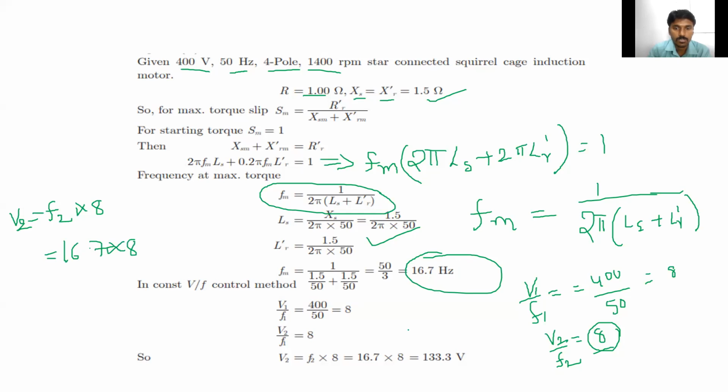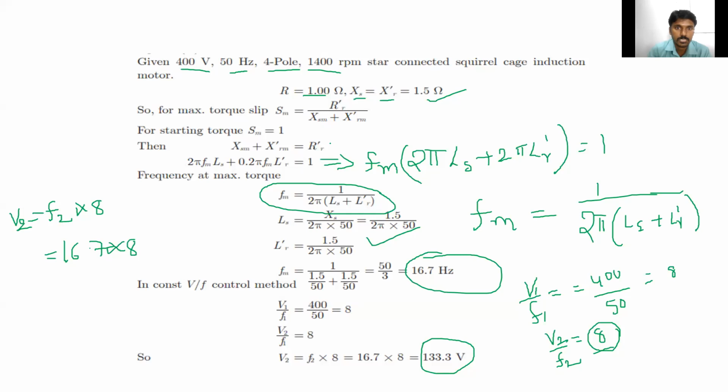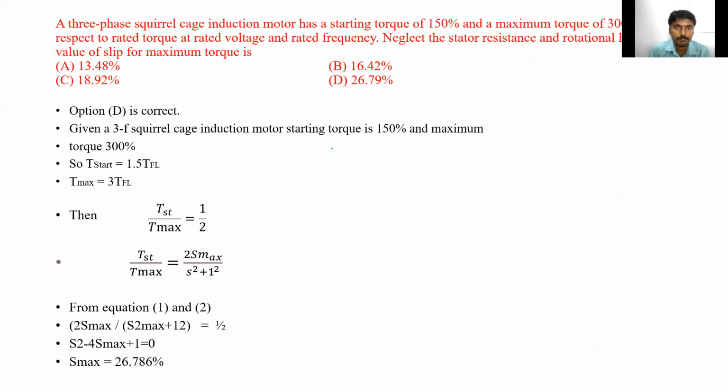That is equal to how much value? 133.3 volts. Clear? So 16.7 and 133.3. B is the right answer. Just you have to remember these equations only. Clear?